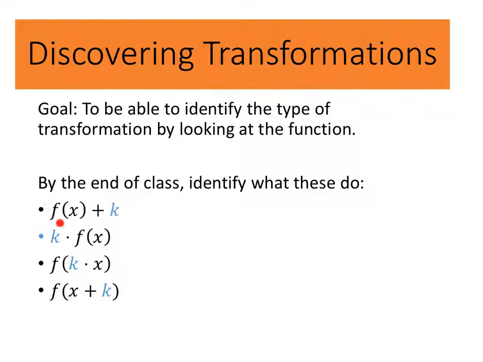Notice f of x plus k has the k outside of the parent function. K times the parent function f of x is multiplied in front. F of k times x, notice this k is multiplied inside of the parent function, where the x is. And then f of x plus k is also inside, but it's being added inside. So the difference between f of k times x and f of x plus k is that this one is multiplication, and the bottom one is addition.